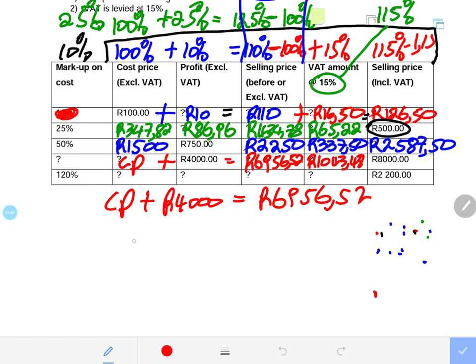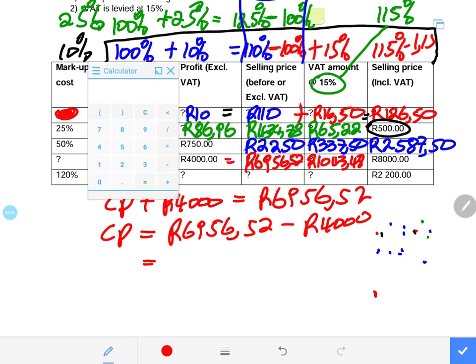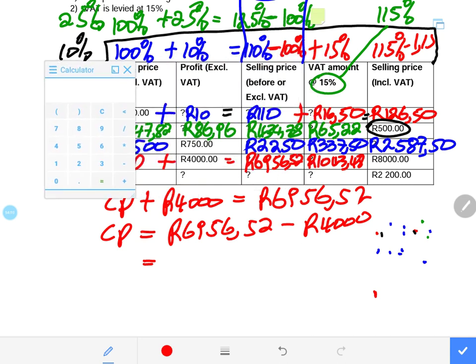6,956.52 minus 4,000 rands. This gives us an amount of 2,956 rand 52 cents. So this must have been our cost price, which was not provided. So this is our cost price that is sitting in the cost price column.